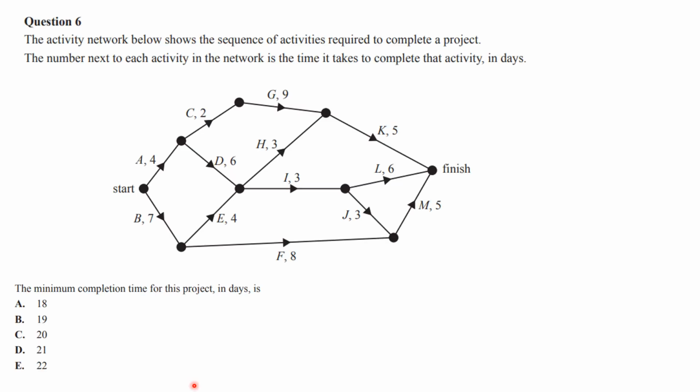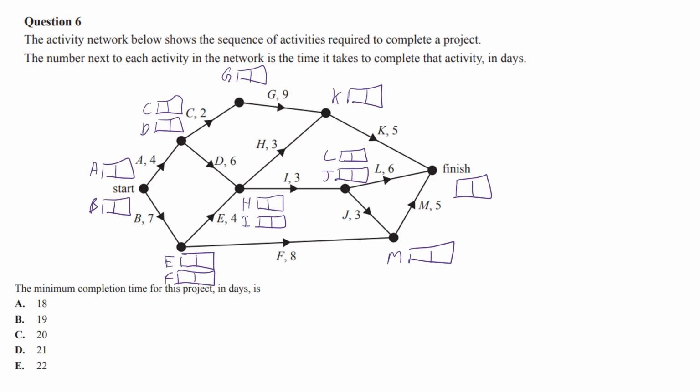2020, Exam 1, Question 6. Okay, so we need to work out the minimum completion time for this project, which means you only need to do the forward pass, because you need the backward pass to work out the floats. So this just means you need to do the forward pass. Just that fun reminder that you start with 2 boxes here, because it splits into 2, 2 boxes here because it splits into 2, and don't forget the unlabeled one for the finish at the end.